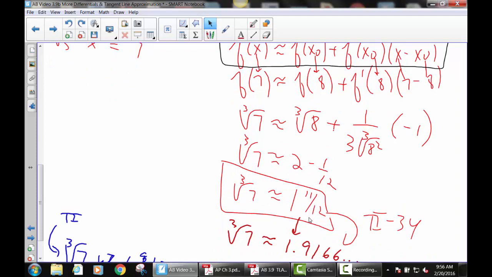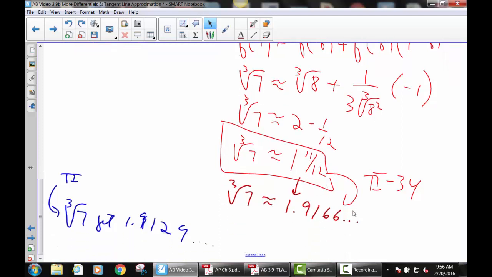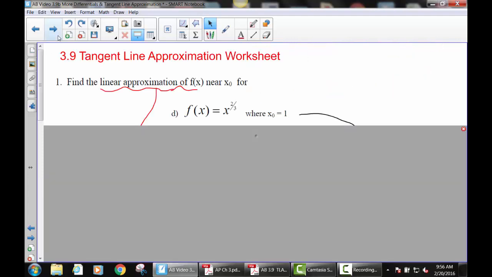Now, if you had a TI-34, or if you felt like doing long division by hand, you would find out that that approximation is 1.9166. The actual value of the cubed root of 7 is 1.9129... And as you can see, our first two decimal places are correct. We're only off by approximately 4 1,000ths. We're off by 0.004. So it's a pretty good approximation.